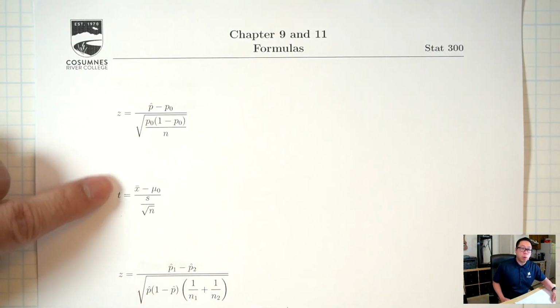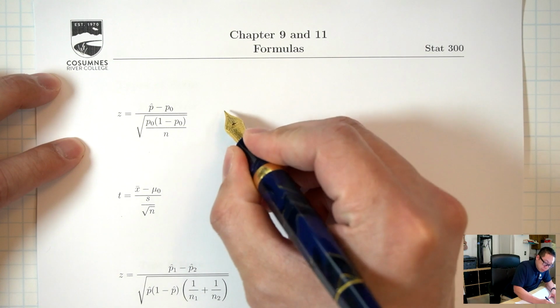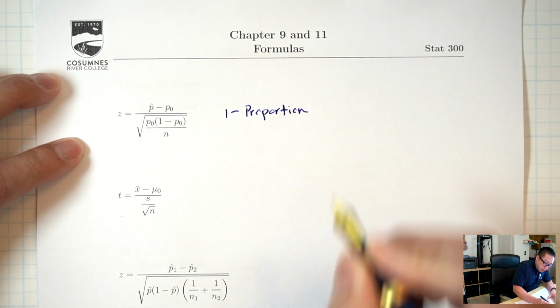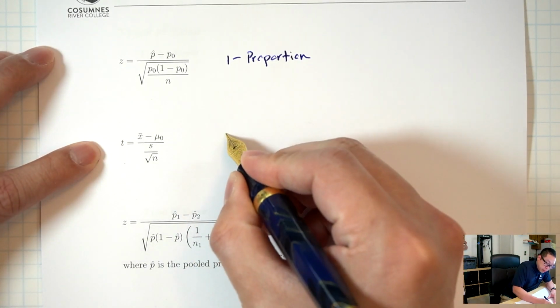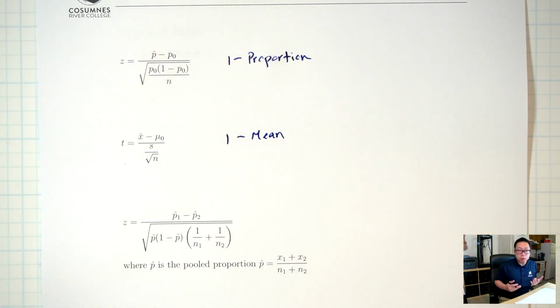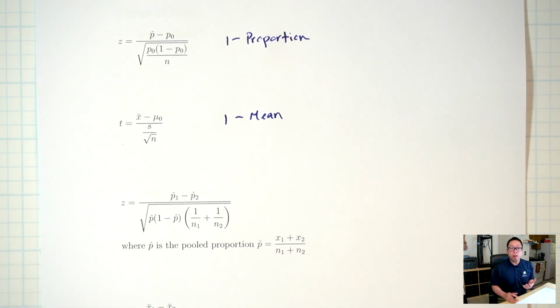And these were the two formulas that we use. The first one with the Z was for proportions, which now I'm going to call one proportion. The second one with a T was for means, which I'm going to call one mean now. And those are formulas that we use for one sample hypothesis tests. Today we're going to talk about hypothesis tests that involve two samples.